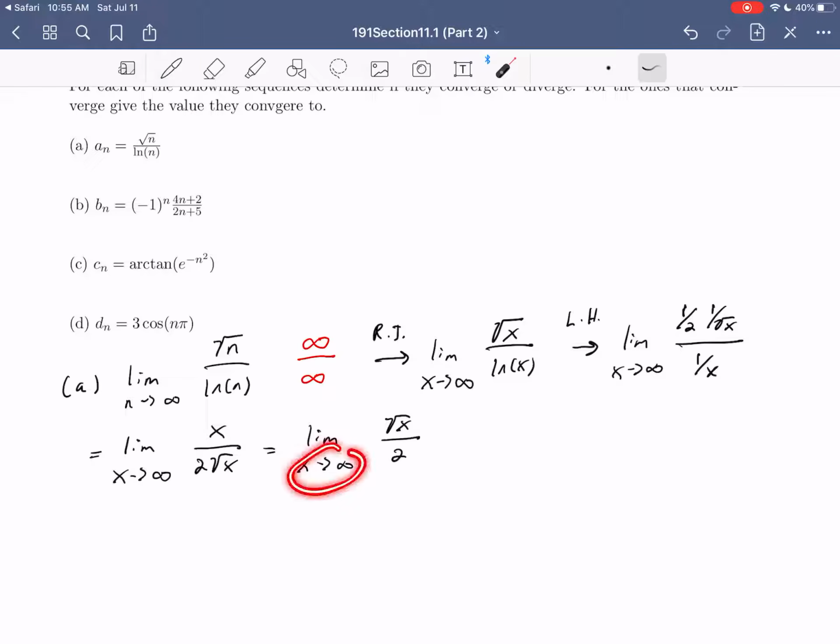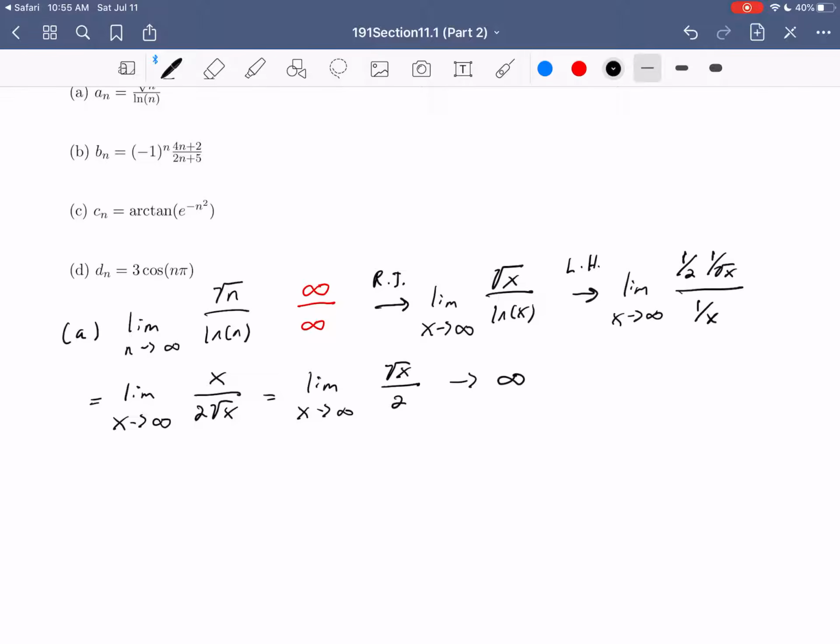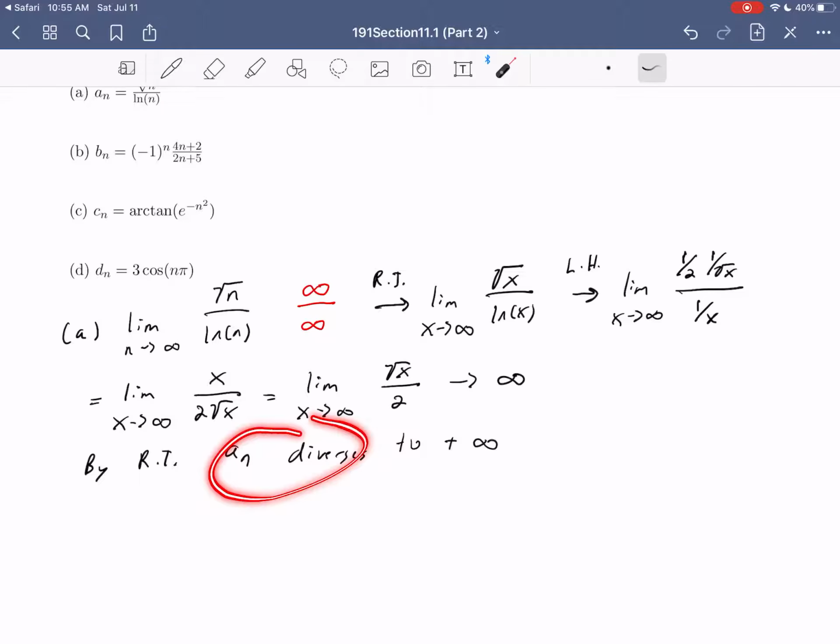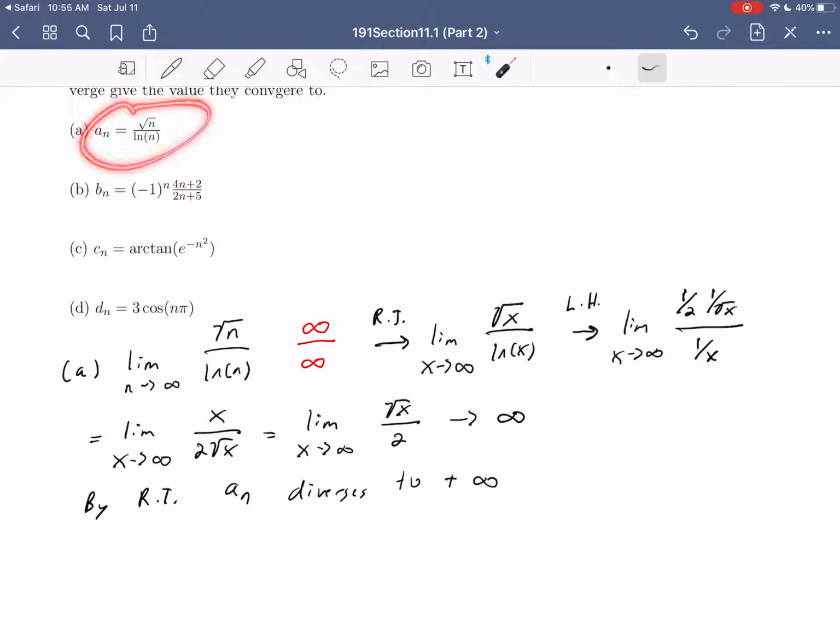Now, of course, as x goes to infinity, this goes to infinity. Dividing it by 2 isn't going to have any impact, so this tends towards infinity. So we can say, by the replacement theorem, a sub n diverges to positive infinity. So this a sub n, our actual original discrete sequence, is just going to keep getting larger and larger and eventually diverge to positive infinity.